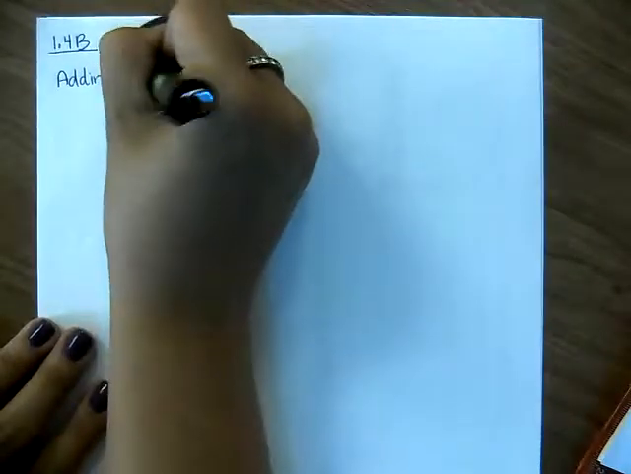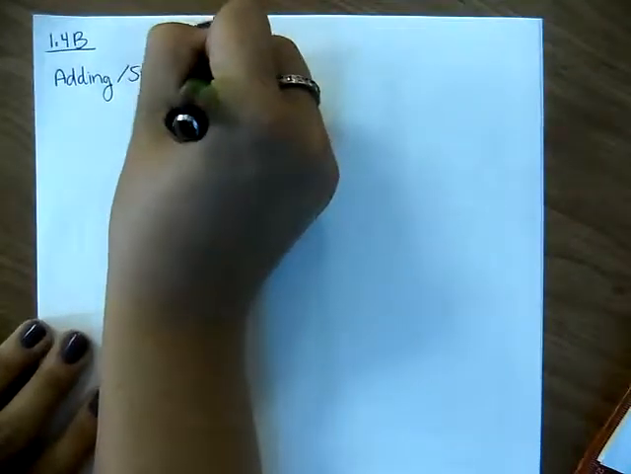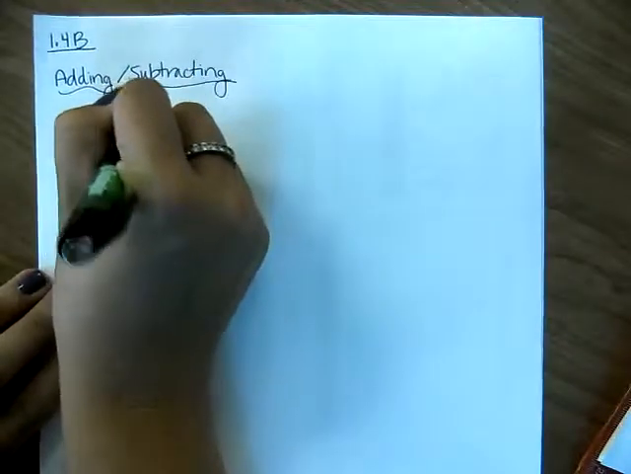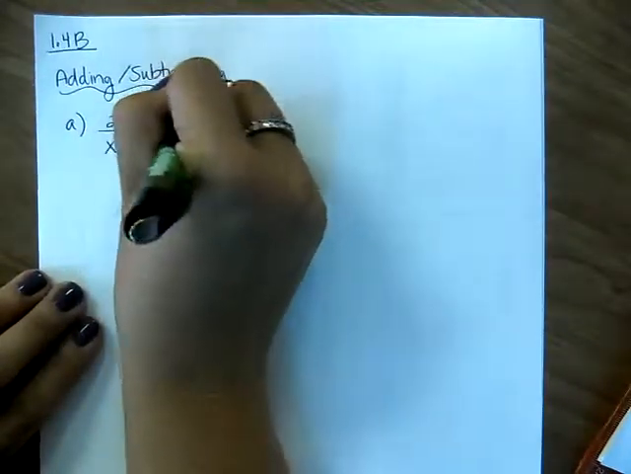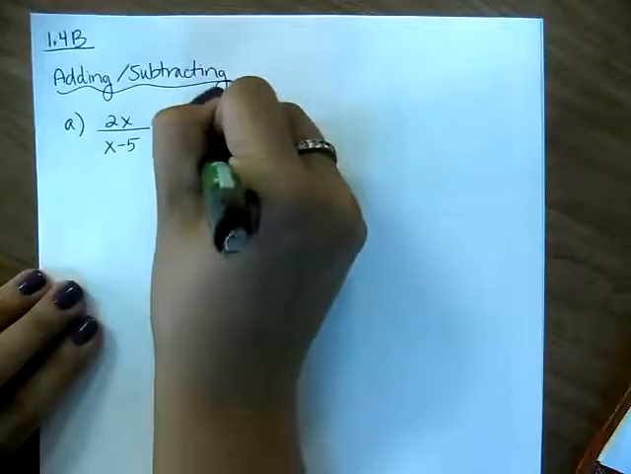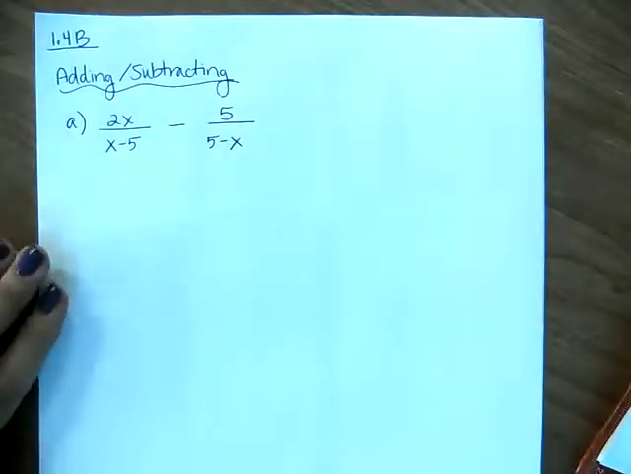All right, so we're just going to continue 1.4. This is like 1.4b if you want to label it. But now we're going to talk about adding and subtracting radical expressions. Okay, so let's start out with 2x over x minus 5 minus 5 over 5 minus x.